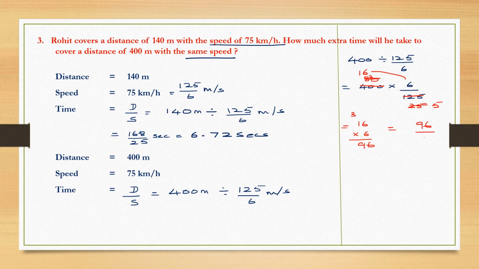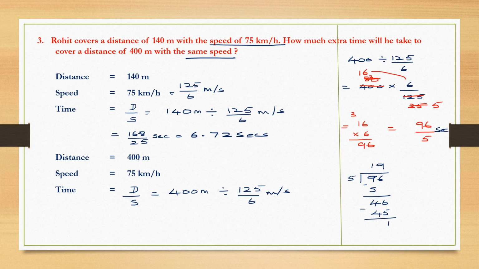In the denominator we have 5. Let's divide this. So this is now 96 by 5 seconds. Okay, so we've got 96 by 5 seconds, which we are going to now convert into a decimal number by doing division. So let's divide 96 by 5. 5 ones are 5, minus we have 4, 46, 5 nines are 45, minus 1.